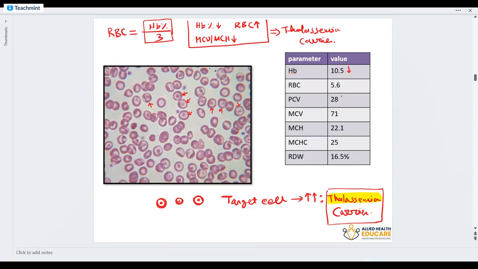PCV is low. I am coming to the RBC point next. MCV is low, that is less than 80 femtoliter, and MCH is low, that is less than 26 picogram, and MCHC also low, and there is a slight increase of RDW, slightly increased. Very interesting features. But in relation to the hemoglobin value, the RBC value is much higher.